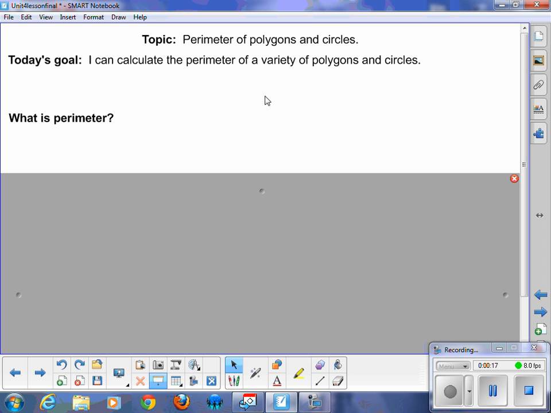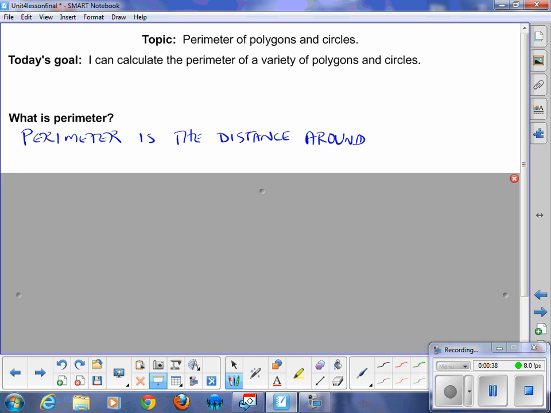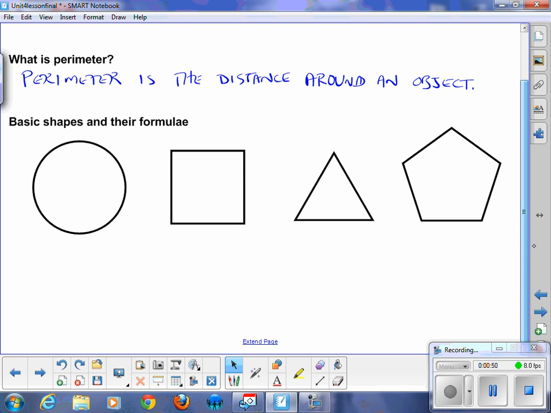What is perimeter? Hopefully you do recall what perimeter is or what it stands for. Perimeter is the distance around an object. So we are looking for the distance around an object. Okay? So how far is it around the outside of an object? We have a couple basic shapes here in the notes.